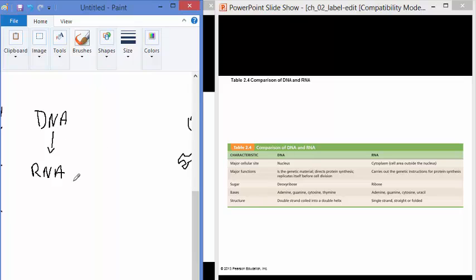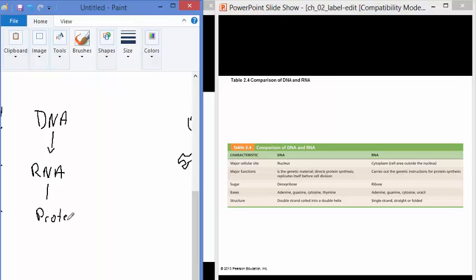That RNA is single-stranded. And instead of thymine, it has a base called uracil. So think RNA does not speak Thymenglish. It speaks uracil language. There's no thymine in RNA. And then you go from RNA to create protein.